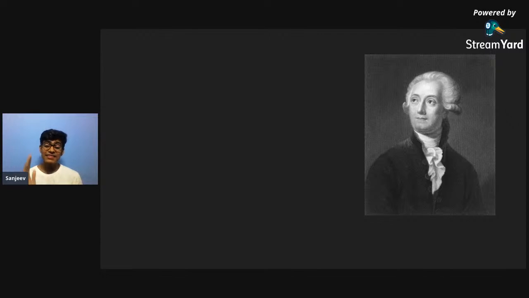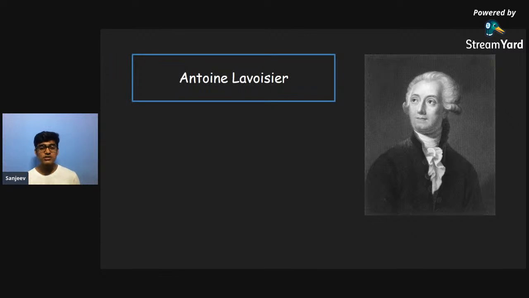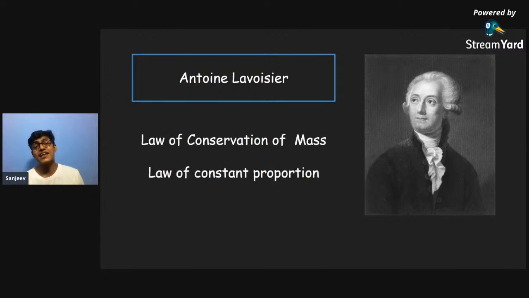But before that, there was a person named Antoine Lavoisier. He was the one who changed the whole of chemistry, the way we look at atoms. Till now, these were all theoretical things, but he was the one to prove some amazing facts about atoms. He gave two very important laws, which are the law of conservation of mass and the law of constant proportion. We will be studying these two laws in this video.